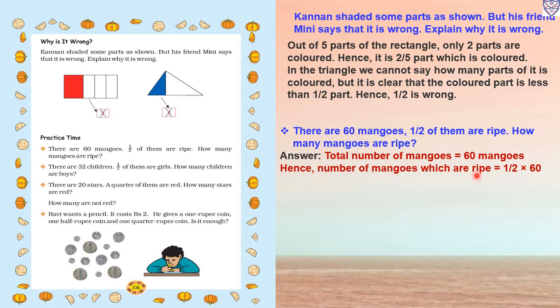So there are 60 mangoes in total, and half of them are ripe, meaning we have to find the half. So the number of mangoes which are ripe equals half multiplied by 60. How will we come to know? 60 ones are 60, 60 divided by 2. So there are 30 mangoes that are ripe. First we will take 6, then 2 3s are 6. So 6 minus 6 we will get 0, the other 0 we will carry down. In the quotient also we will write 0, meaning 30 mangoes. Therefore 30 mangoes are ripe.